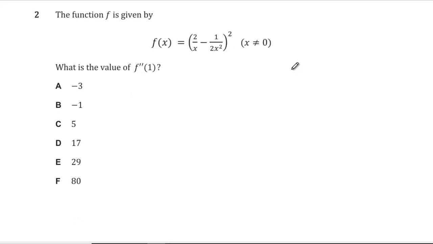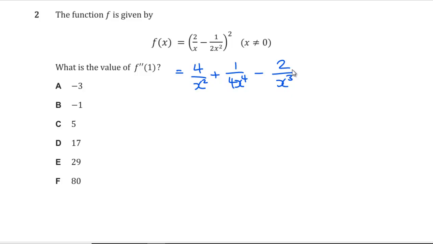Question 2, function f is given by that. What's the value of the second derivative when x is 1? Right, okay. It's bracket squared, lots of stuff. Might as well expand that, because if I don't, and I'm differentiating that twice, I'm still going to end up with brackets, aren't I? So I think I will expand. 4 over x squared plus 1 over 4x to the 4. And then I'm going to have minus 4 over 2x cubed. So minus 2 over x cubed.